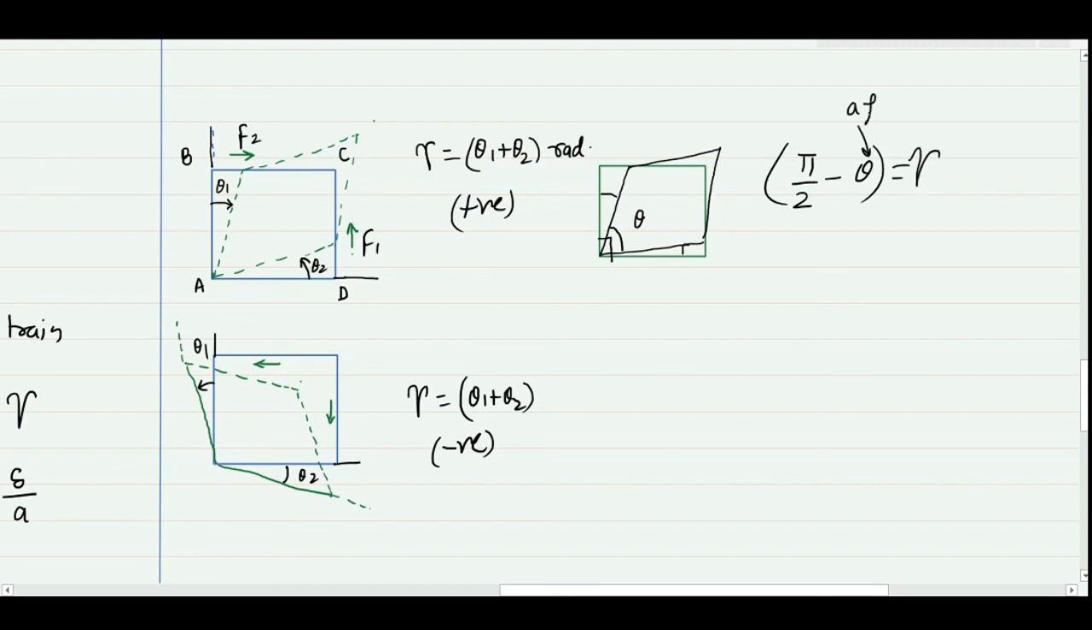Theta is the angle after deformation. In the first case, theta is less than 90 degrees, which means I will get a positive shear strain. But in the second case, theta is more than 90 degrees, so my shear strain here will be negative, and that defines whether the angle is increasing or decreasing after the loading.